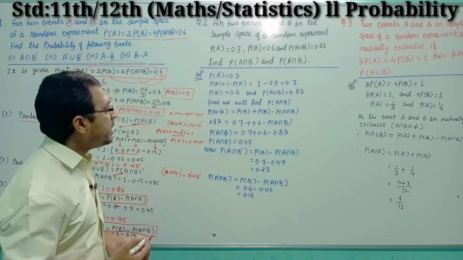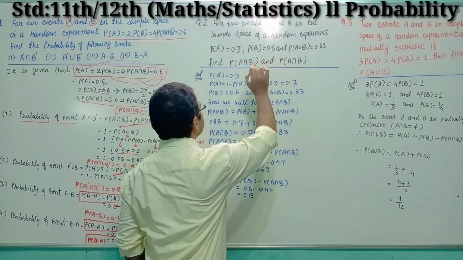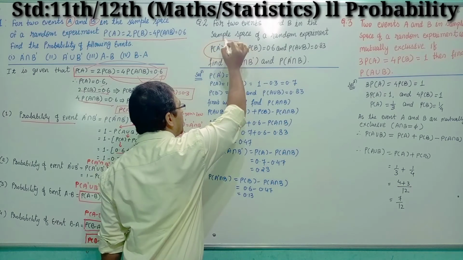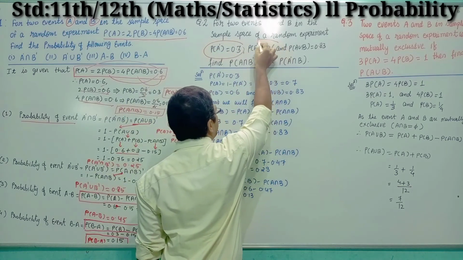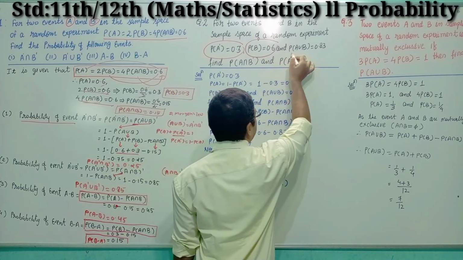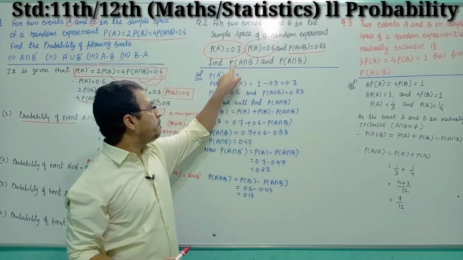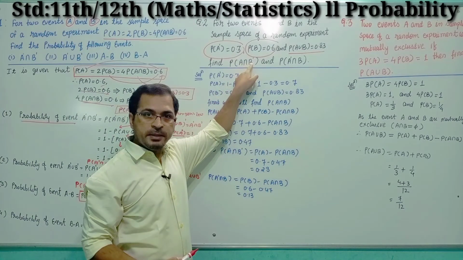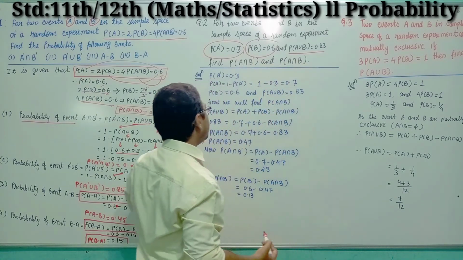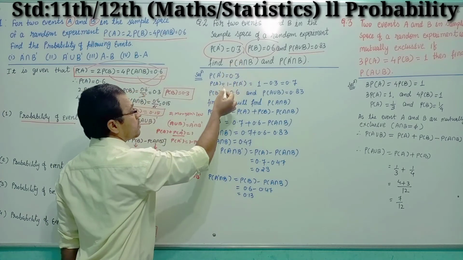For two events A and B in the sample space of a random experiment, the value of P of A dash is 0.3 and P of B is 0.6 and the value of P of A union B is 0.83. What we want to find out? P of A intersection B dash and P of A dash intersection B. Right students, from the data you can write all these things. P of A dash is 0.3.